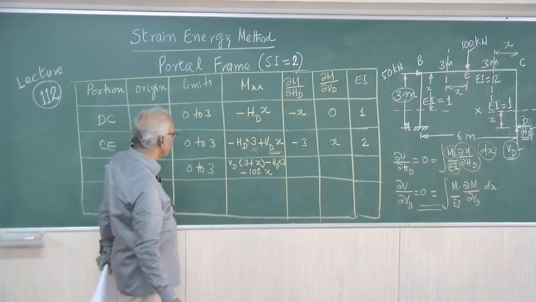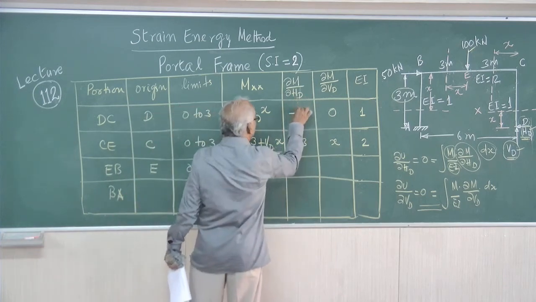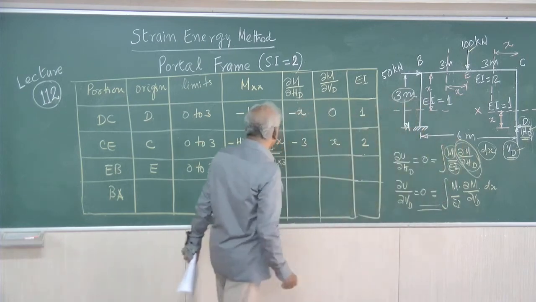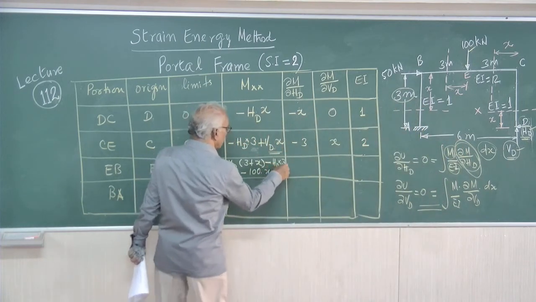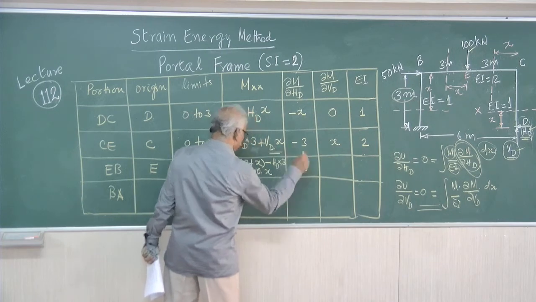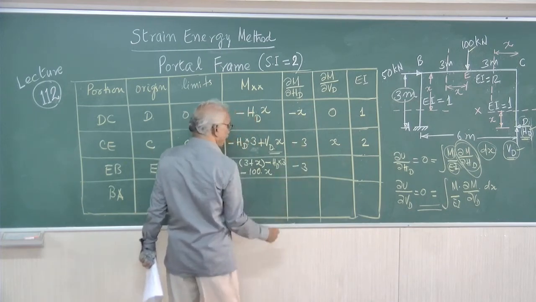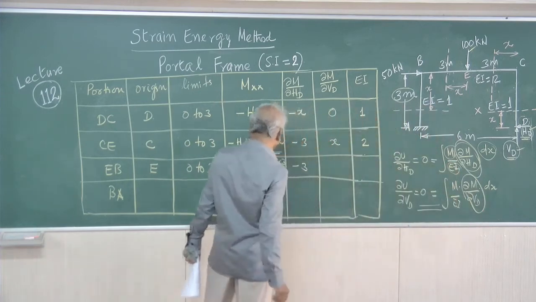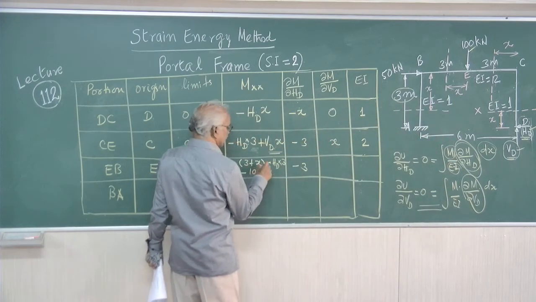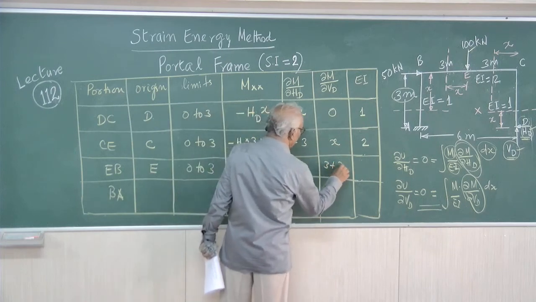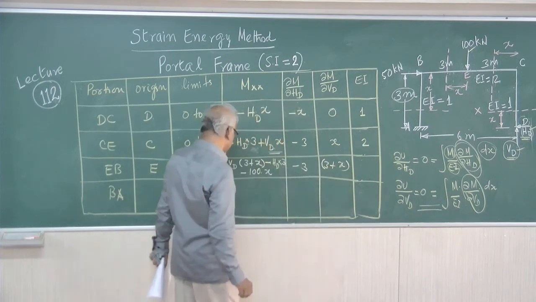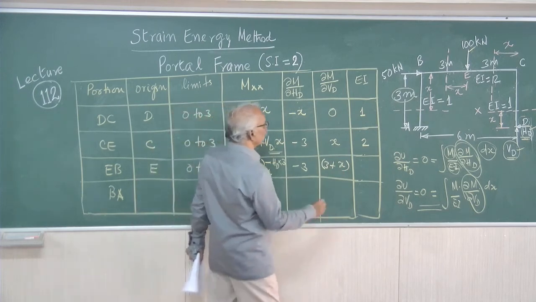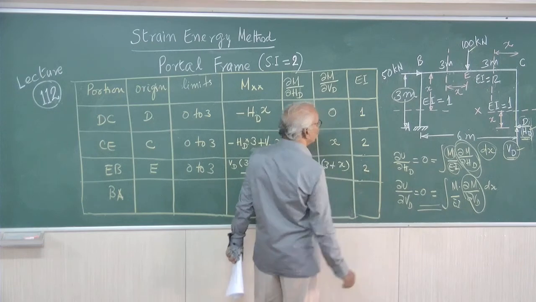Right. Now, coming to this, dou m by dou Hd for substituting in this equation, dou m by dou Hd equal to minus 3. Then, dou m by dou Vd for substituting in this equation, dou m by dou Vd equal to 3 plus x. And that is all. And EI equal to 2 for the horizontal member, EI equal to 2, right.